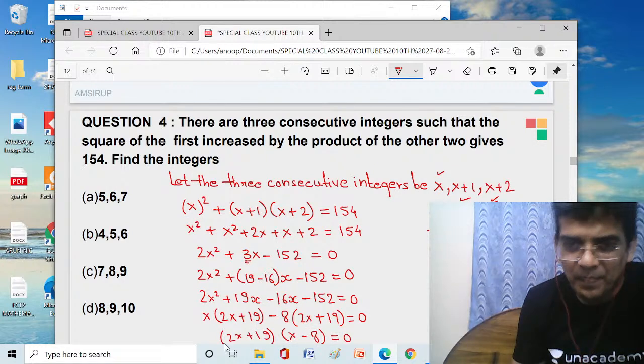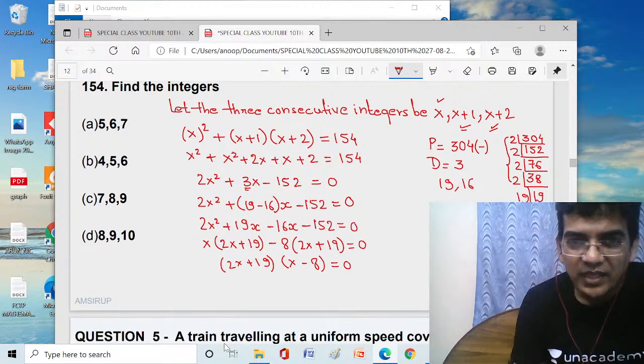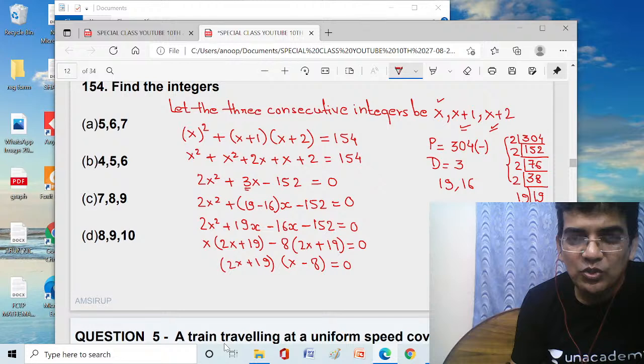Okay, so we have got the two factors. Now as I've got the two factors, I'm going to apply the zero product rule. So what is zero product rule? Zero product rule says you will be equating these two factors with 0. Okay, so let's equate them with 0.